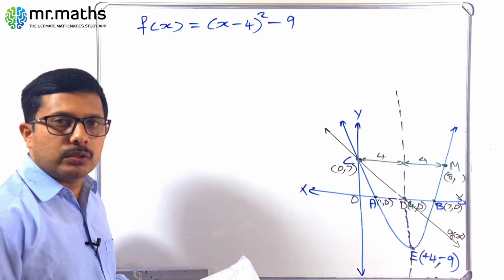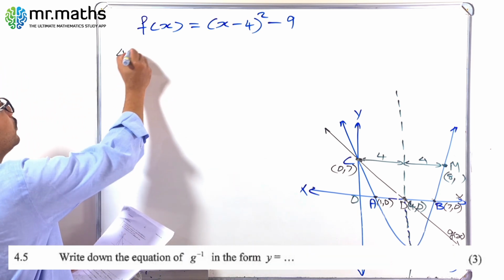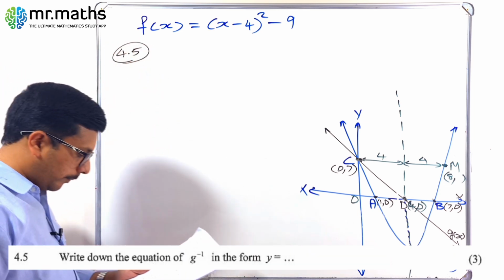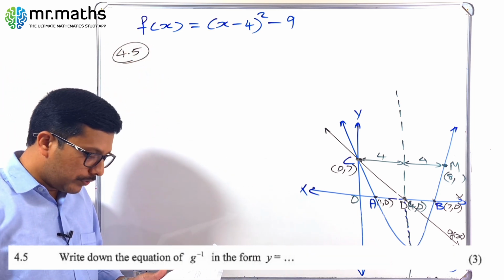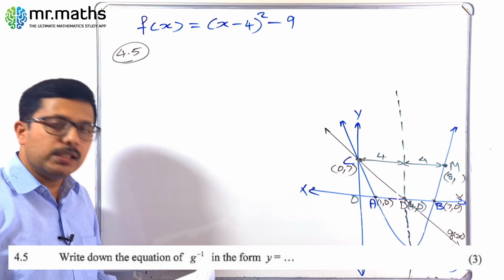Let's go to the next question. Question number 4.5. What is that question? Write down the equation of g inverse in the form of y is equal to.